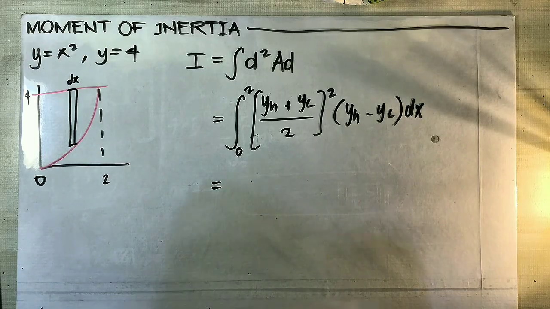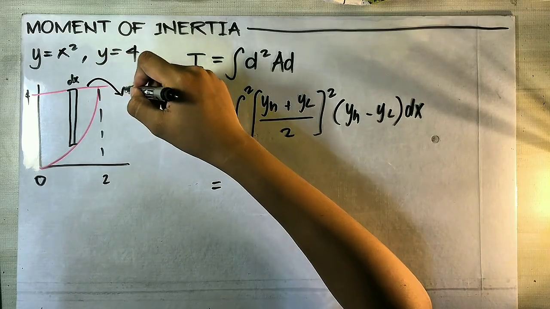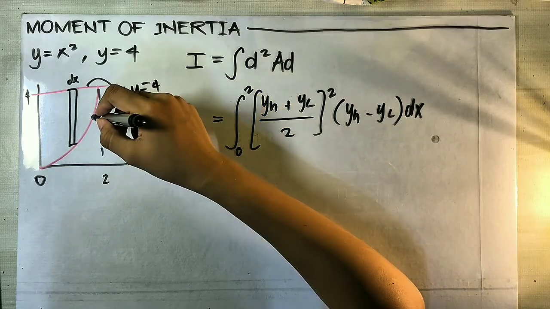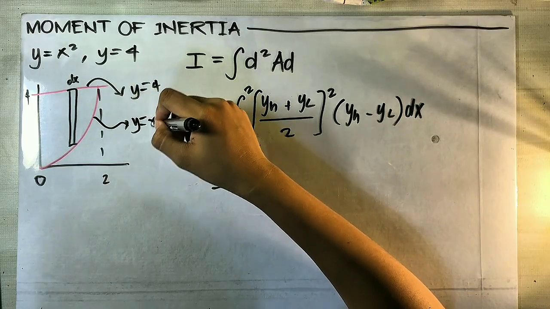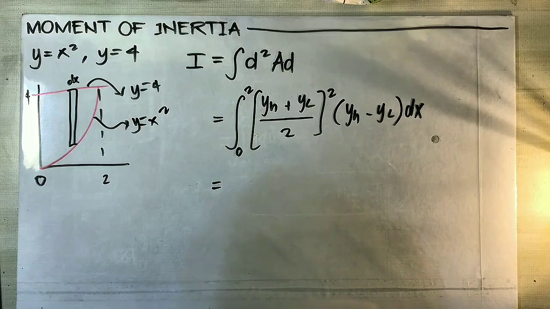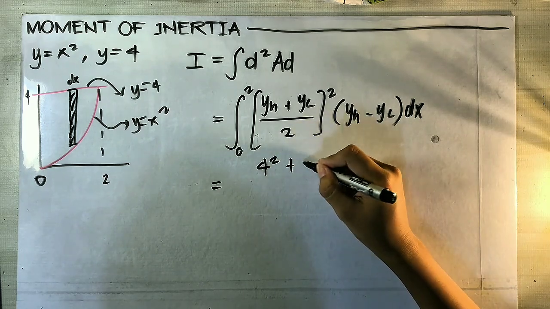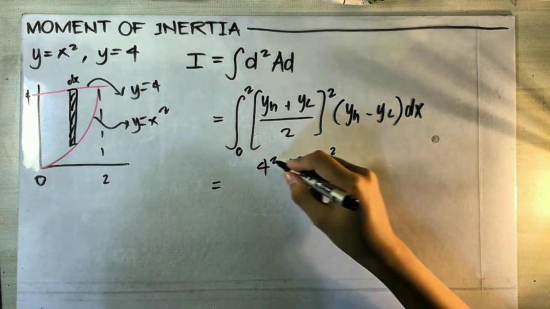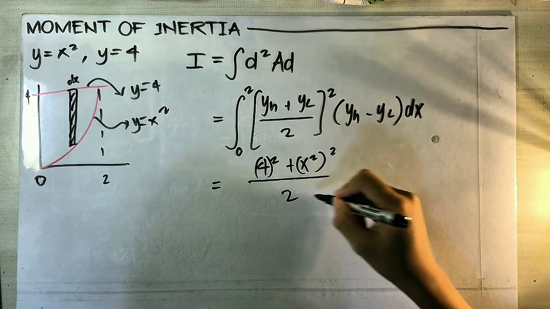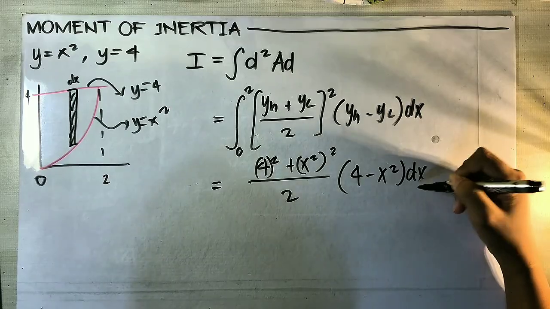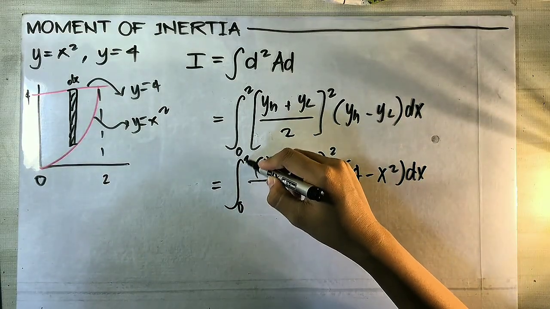Now, we will put our values. So here, this is our y high, which is y equals 4, and our y low is y equals x squared. So these are strips. Now we plug in: (4 squared plus x squared squared) all over 2 times y high, that is 4 minus x squared, dx from 0 to 2.